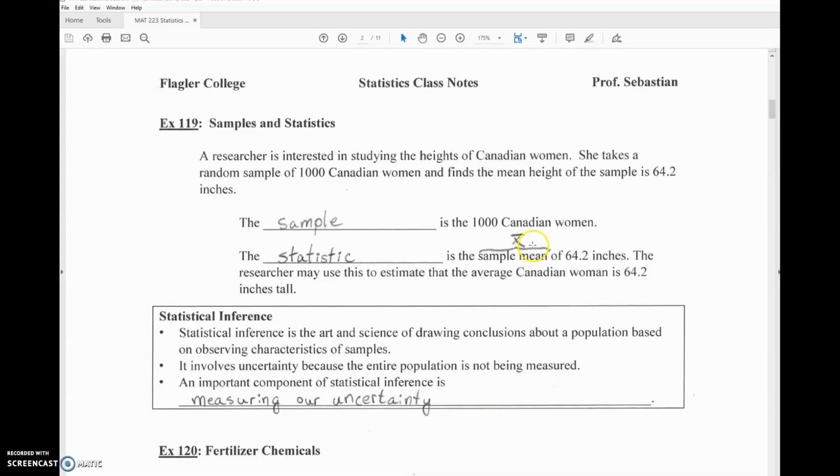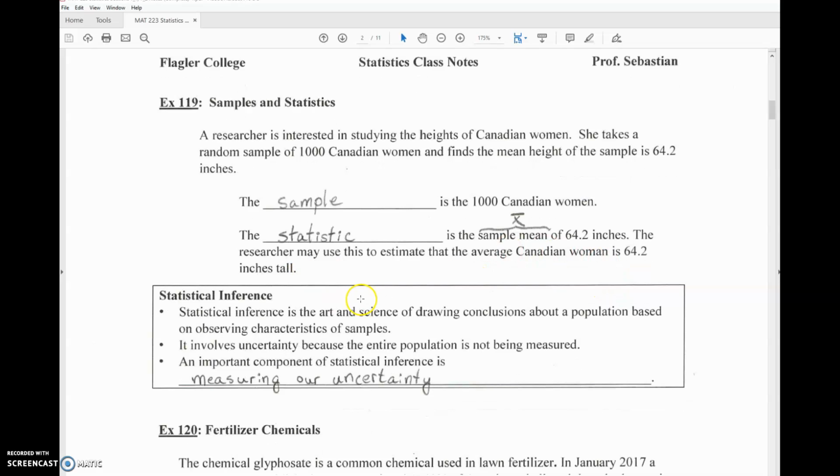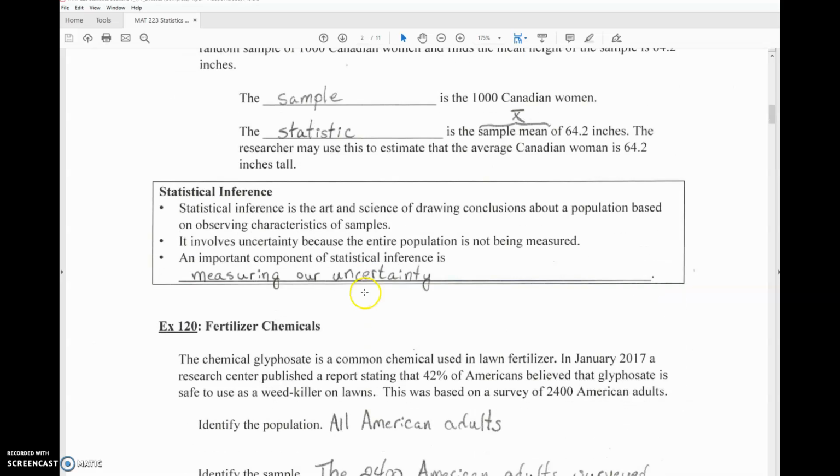Now the symbol we use for the sample mean is X bar. Now the researcher may use this estimate that the average Canadian woman then is 64.2 inches tall. Of course, there's probably some uncertainty in that because she's only measured the height of 1,000 Canadian women. So can we be certain that that is the average height of all Canadian women? Certainly we cannot, but we will eventually learn how we can try to measure that uncertainty.